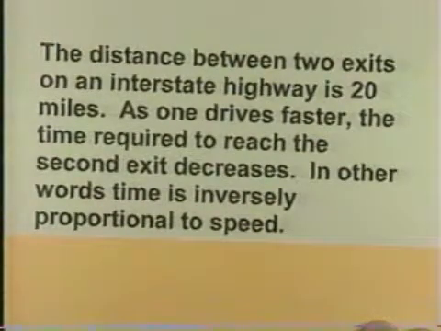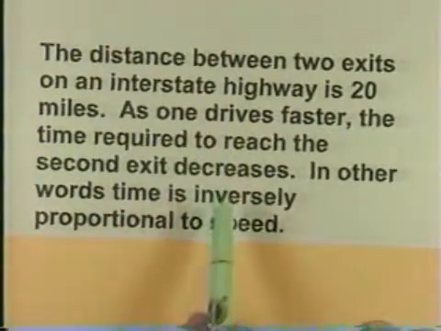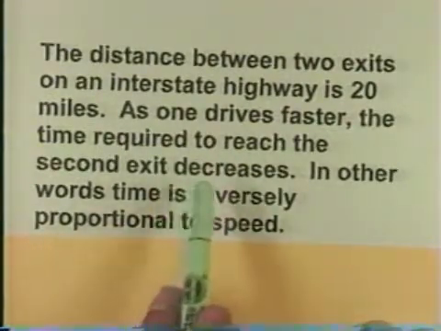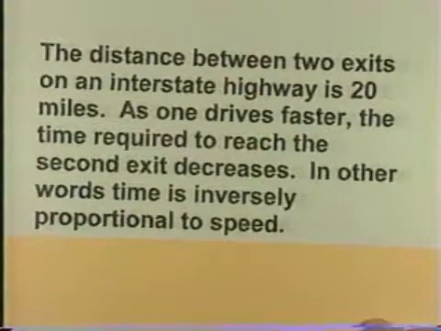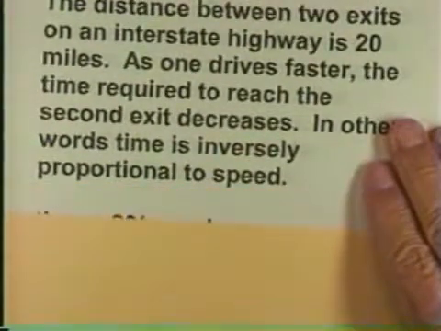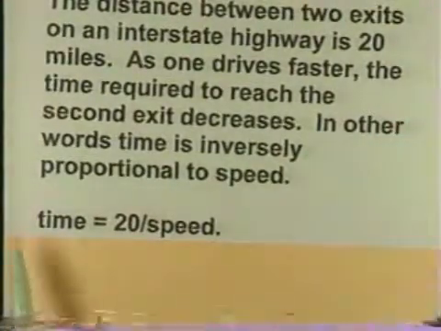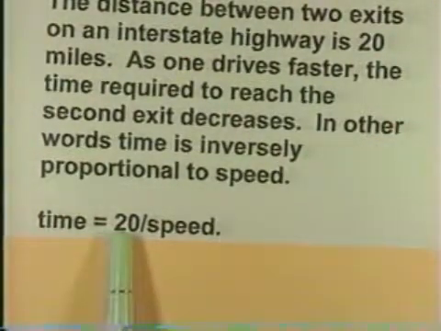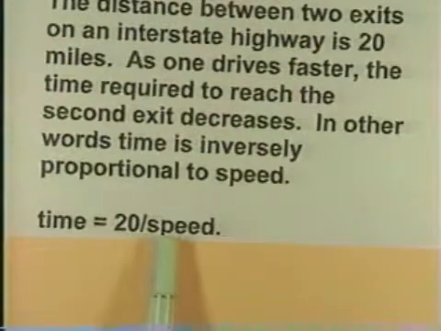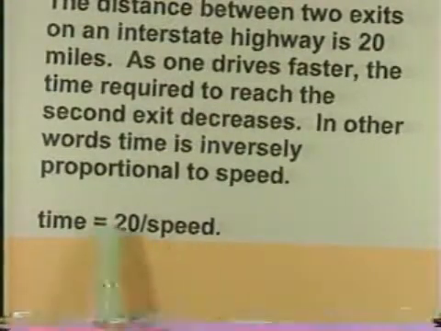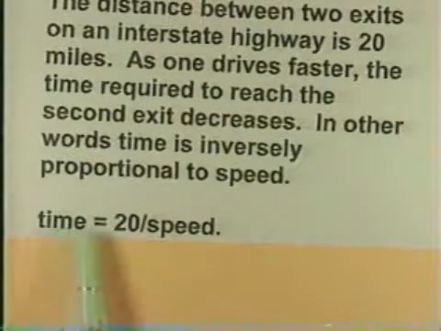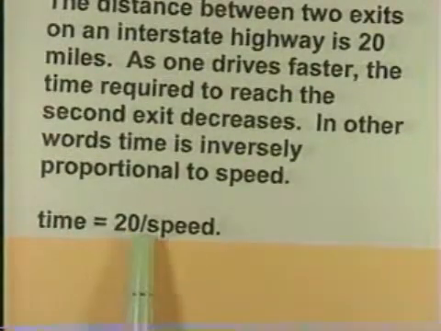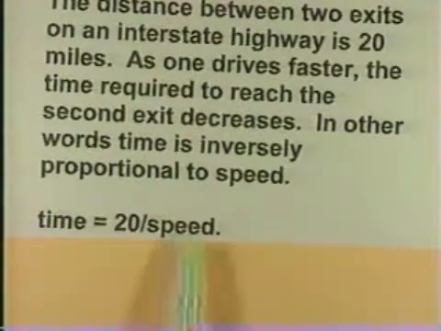Now in direct variation, like with the beans, as the number of cans increased, the cost increased. So both of them went in the same direction. But in inverse variation, as one increases, the other one decreases. For this particular problem, time is equal to 20 miles divided by the miles per hour. And that would give you the time in hours. So time would equal the fixed distance, 20, divided by the speed that you travel.